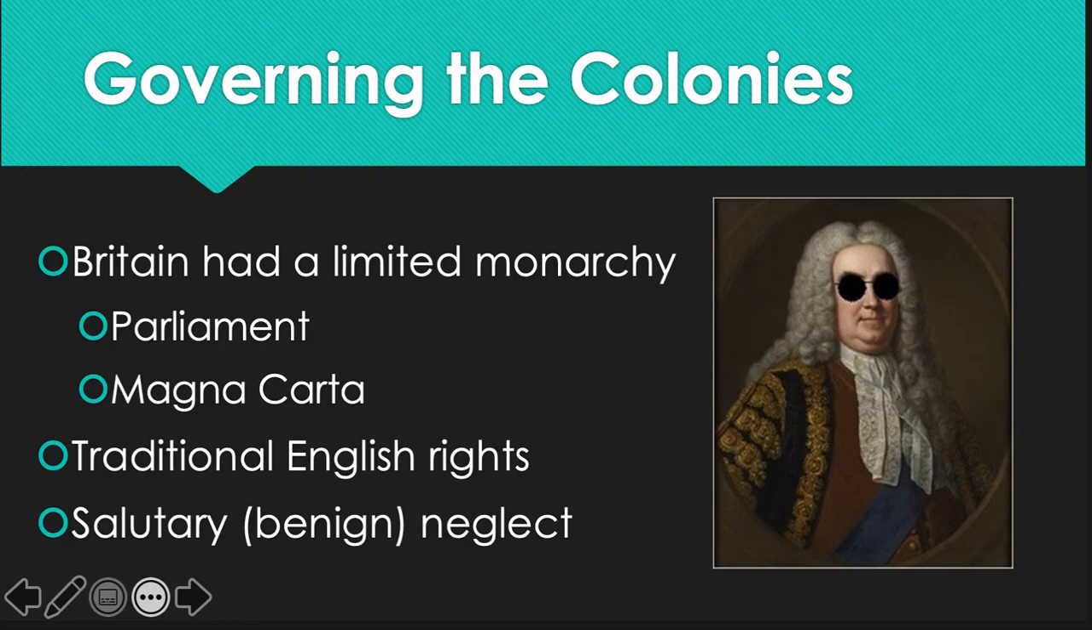Now, the colonists also will take with them the idea of traditional English rights. We're going to see this come up in a specific event, but rights such as a fair trial, freedom of the press, freedom of speech. This is all going to be found in the English Bill of Rights that the colonists will want to take with them, because at the end of the day, the colonists are going to believe that they are Englishmen. Okay, they came from England, they want to retain those rights, and they want to be treated as such.